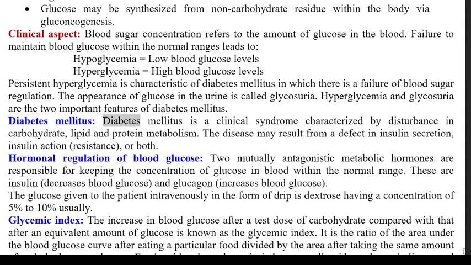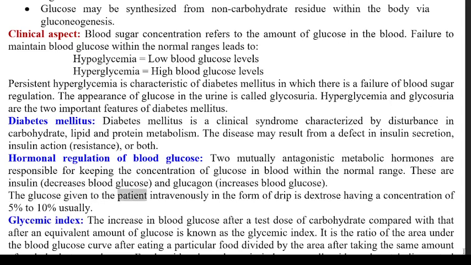Diabetes mellitus. Diabetes mellitus is a clinical syndrome characterized by disturbance in carbohydrate, lipid, and protein metabolism. The disease may result from a defect in insulin secretion, insulin action, resistance, or both. Hormonal regulation of blood glucose. Two mutually antagonistic metabolic hormones are responsible for keeping the concentration of glucose in blood within the normal range. These are insulin, which decreases blood glucose, and glucagon, which increases blood glucose.